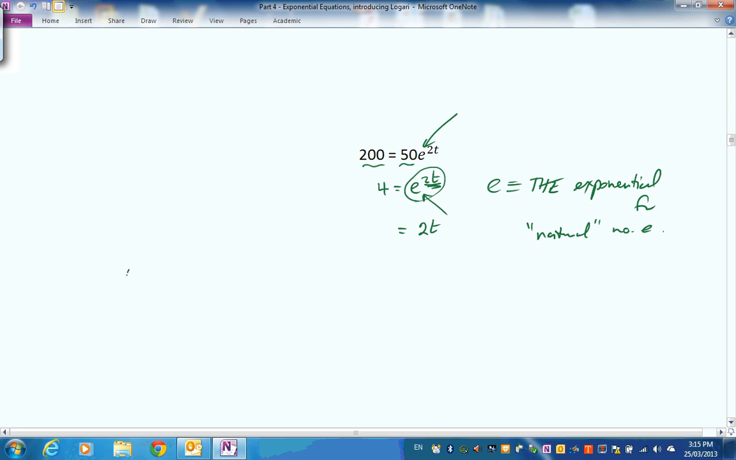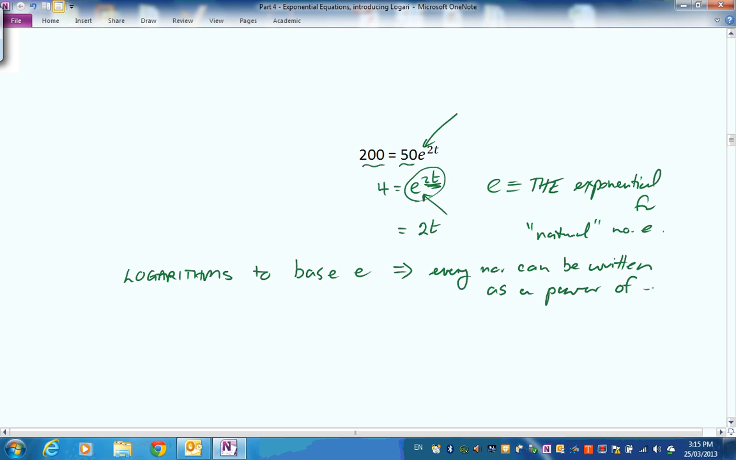So we do have defined logarithms to base e. In other words, every number can be written as a power of e. And that's going to be helpful if we have lots of e expressions. Because can you see it up here? If you use a base e on that side, the log of it is apparent. The log is the power you raise the base to. So the power just comes straight down.